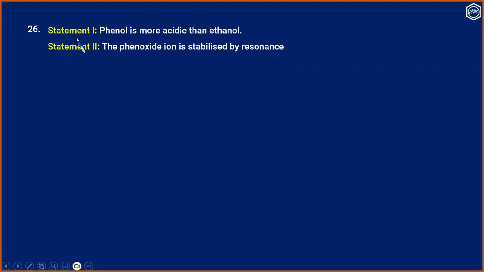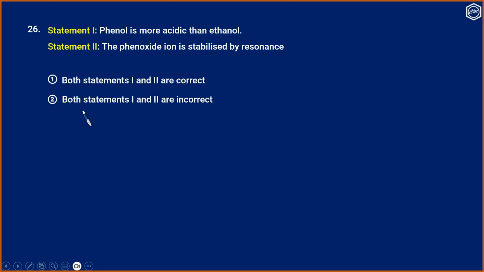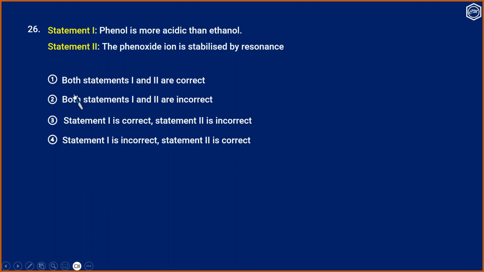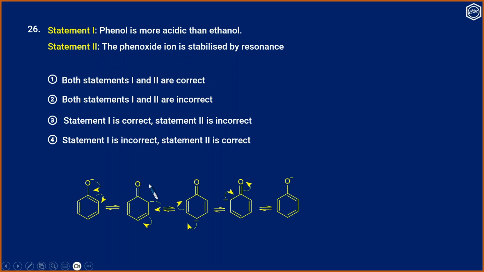Question 26. Statement 1: Phenol is more acidic than ethanol. Statement 2: Phenoxide ion is stabilized by resonance. The options are 1, 2, 3, and 4. And we know that phenol is more acidic than ethanol, so statement 1 is correct. Also, we know phenoxide ion is stabilized by resonance. So the first option is the correct answer.